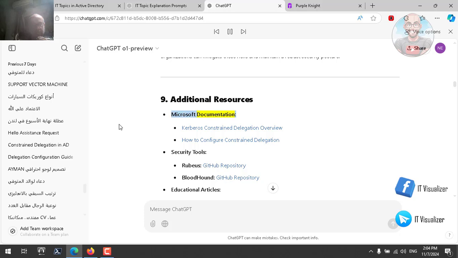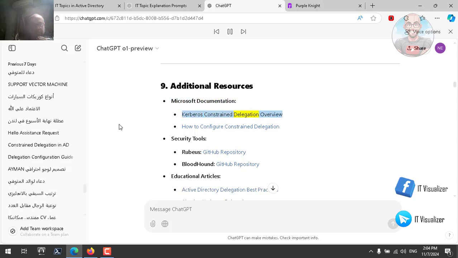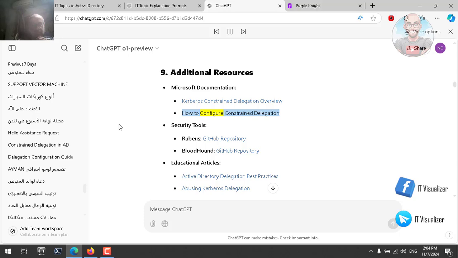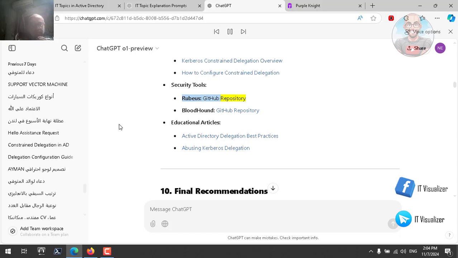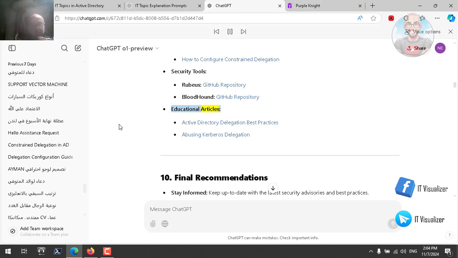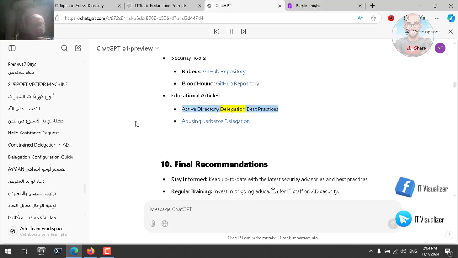9. Additional resources. Microsoft documentation: Kerberos Constrained Delegation Overview, and how to configure constrained delegation. Security tools: Rubeus GitHub repository, BloodHound GitHub repository. Educational articles: Active Directory delegation best practices, and Abusing Kerberos delegation.